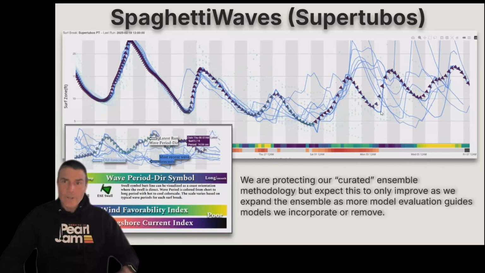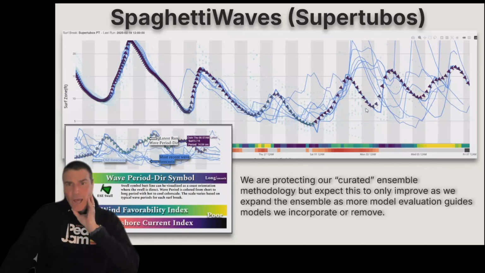So how are these ensembles generated? I'm not going to get into the exact methodology because I'm protecting that, but it's curated, and we have a lot more models that we can include, and this will only improve over time. We have as many as 120 different models that I plan to use in the product here upcoming in the next couple of months.